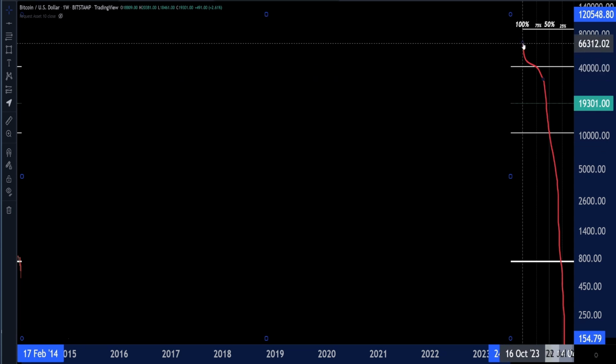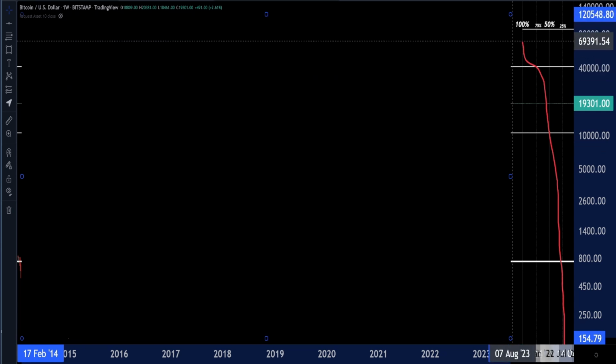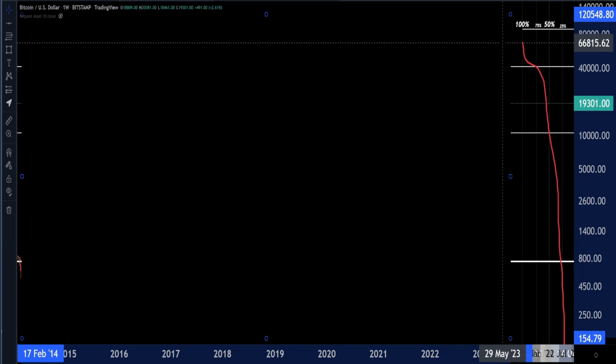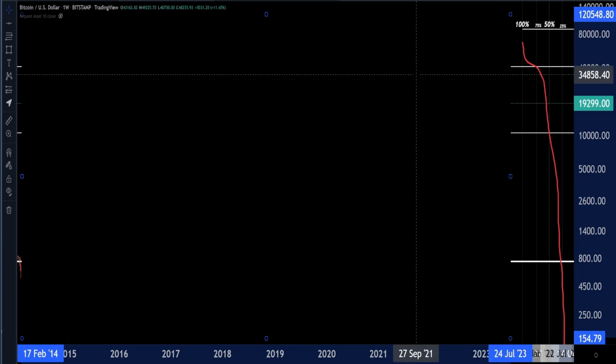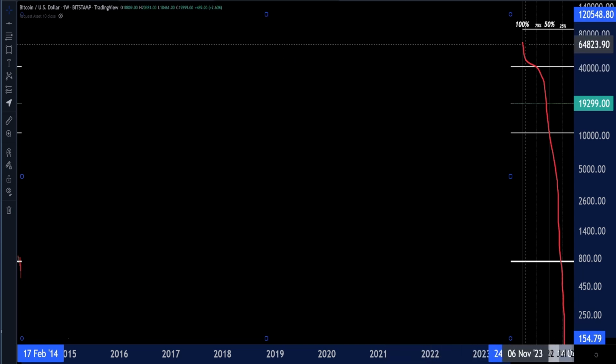Conversely, if you come up here to $69,000, the very top, we know that was the highest price Bitcoin has ever gone. So 100% of the supply is held at or below that level. And that just makes sense. You can't have supply held at a price that we've never been to before.